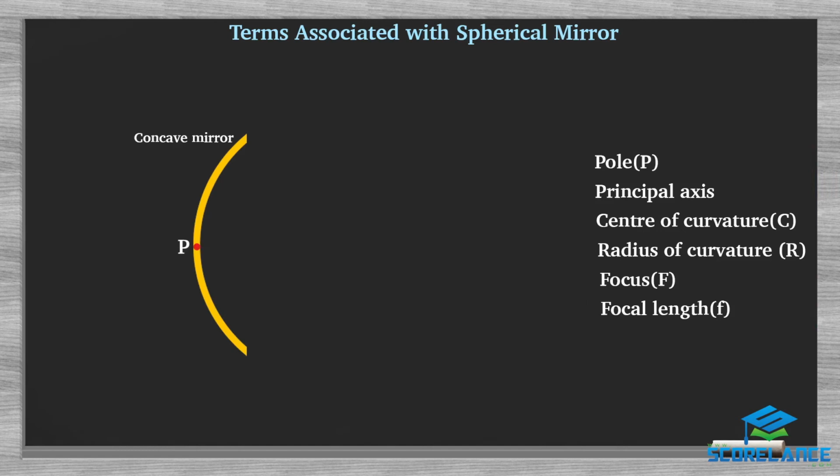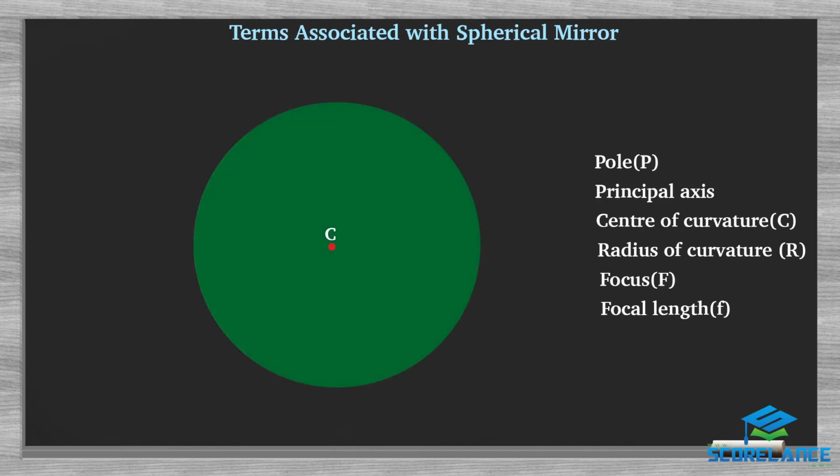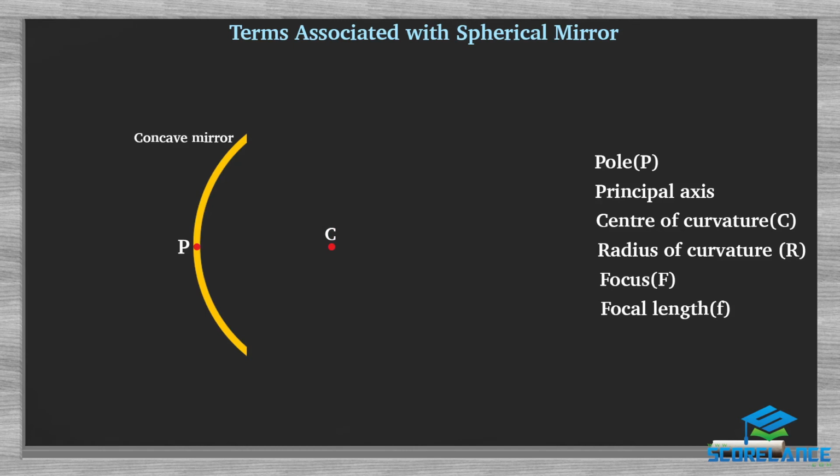What is principal axis? Before learning about principal axis, let us see what is center of curvature. This point is known as center of curvature. It belongs to the original sphere, right? So what was the center of the original sphere? That becomes the center of curvature. That is the reason I am saying curvature, because it's a part of the spherical mirror. Now what is principal axis? The line which passes through pole and center of curvature is known as principal axis.